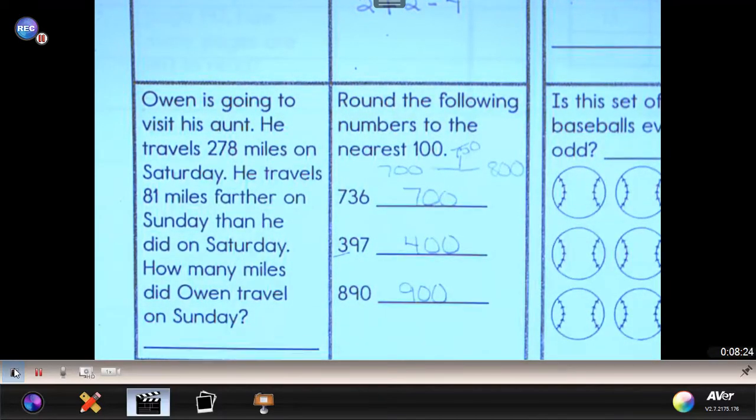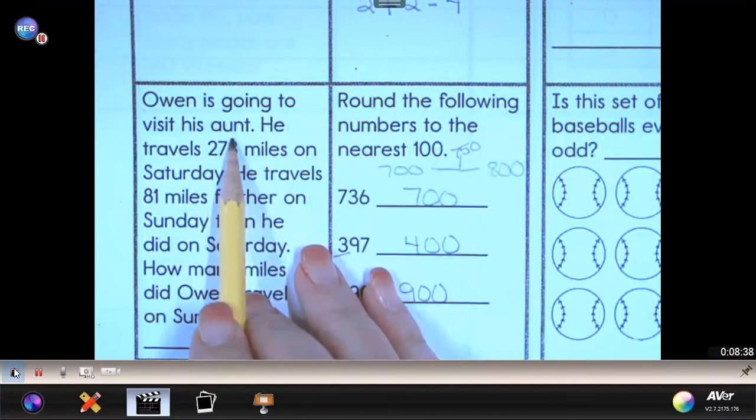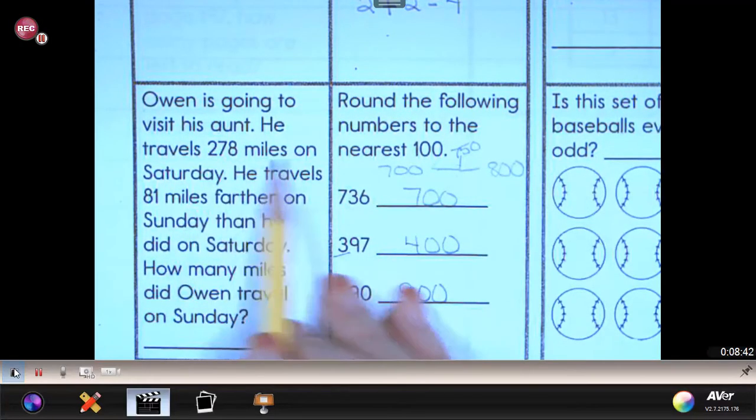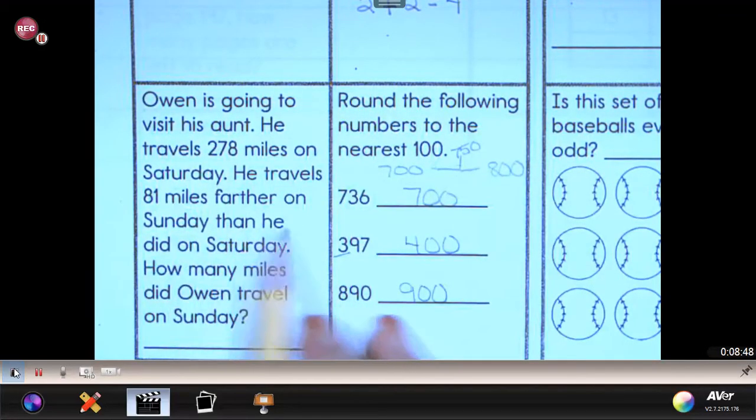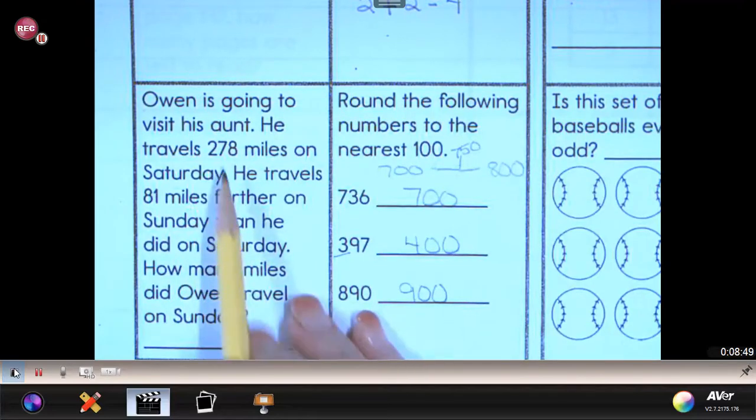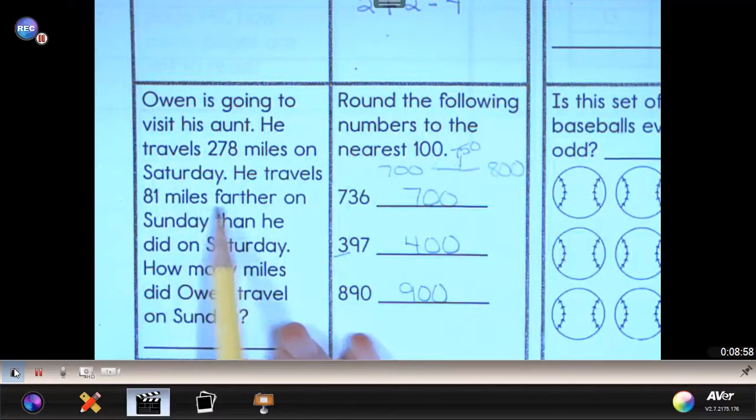Okay, so now let's go to our word problem, and we're first going to find the information on our KFA. What information do we know in our word problem? It says Owen is going to visit his aunt. He travels 278 miles on Saturday. He travels 81 miles farther on Sunday than he did on Saturday. So he traveled on Sunday the same distance that he traveled on Saturday plus 81 more miles. So the question is, how many miles did Owen travel on Sunday?